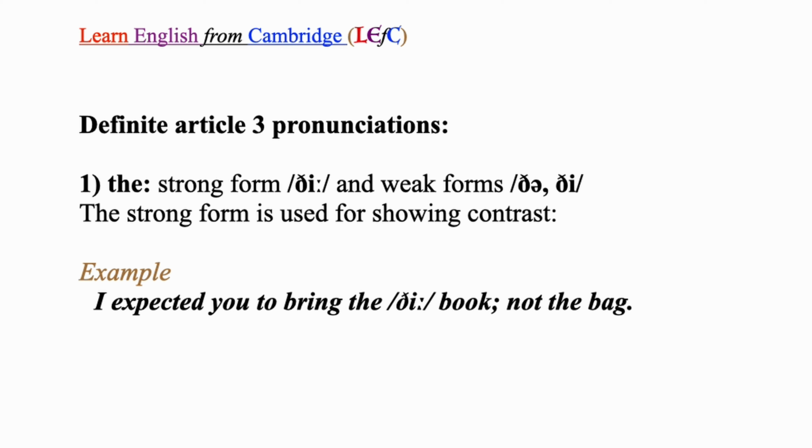Again, just like indefinite articles, we use the strong form just to show the contrast. For example, I expected you to bring the book, not the bag. So I'm contrasting book with the bag. So the first noun, book, should have that strong form.